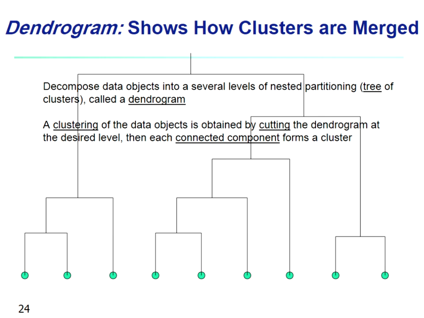So let's see together how we can create a dendrogram. Let's suppose that this is my data: A, B, C, D, E, F.